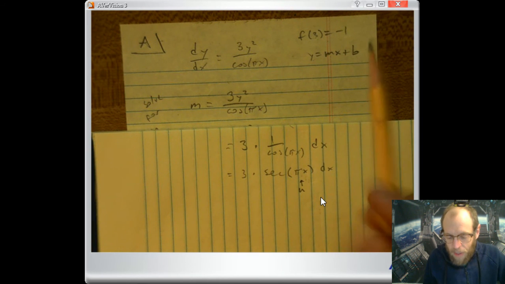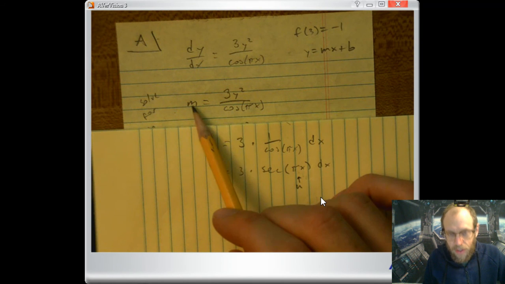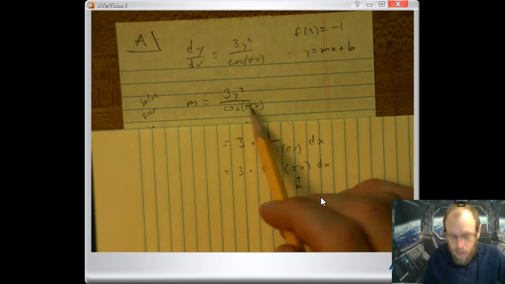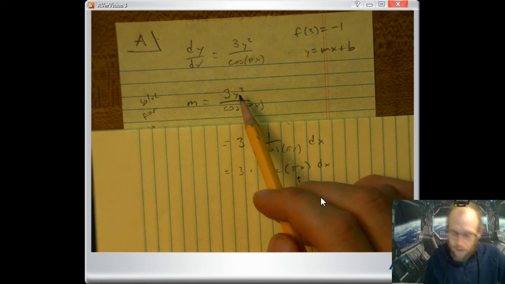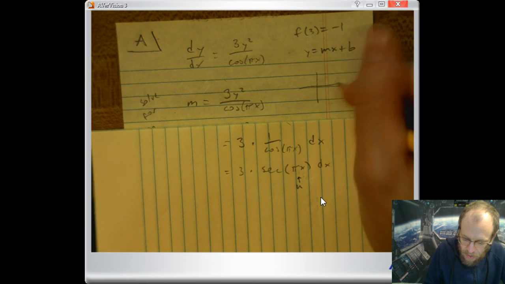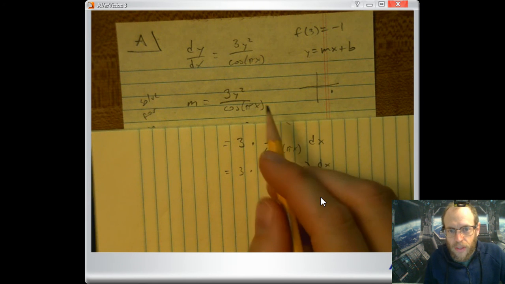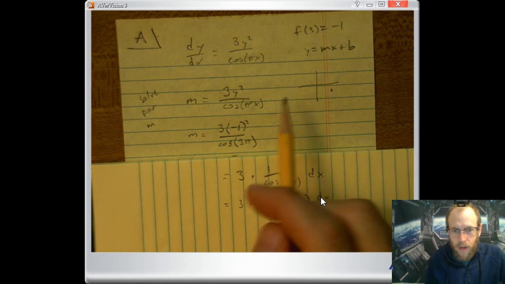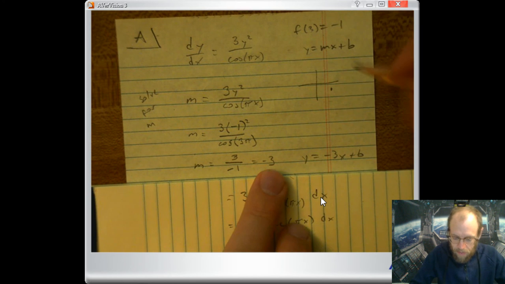So I can plug in m, and because I'm given this initial value, this initial point, I can actually calculate the slope, m, dy dx, at that point just by plugging in x and y. This is the same thing you do when you draw a slope field. So in other words, I'm calculating the slope at the point 3, negative 1. So I plug in 3 for x, negative 1 for y, and I can calculate the slope. Oh, hey, the slope is negative 3.